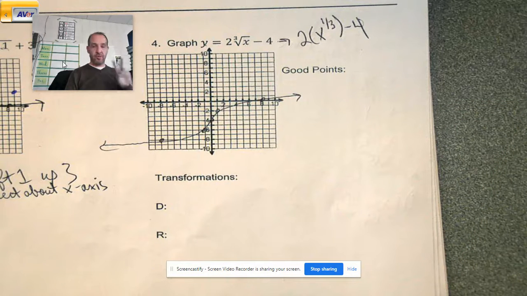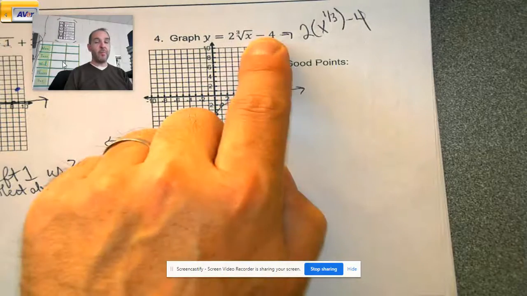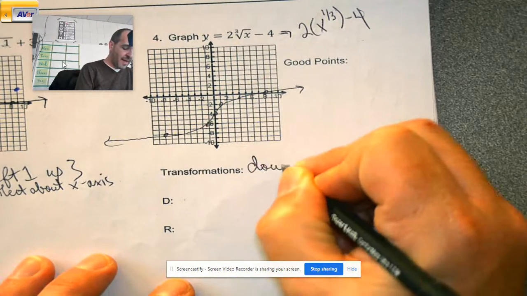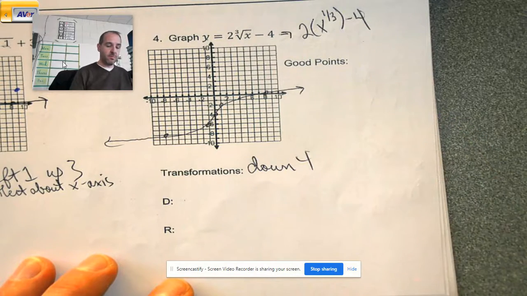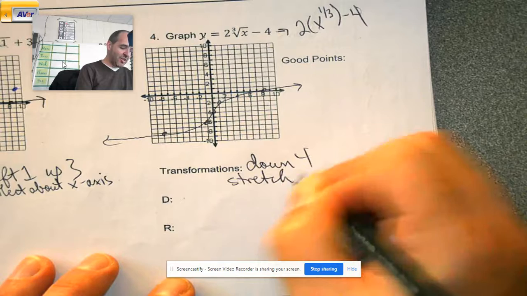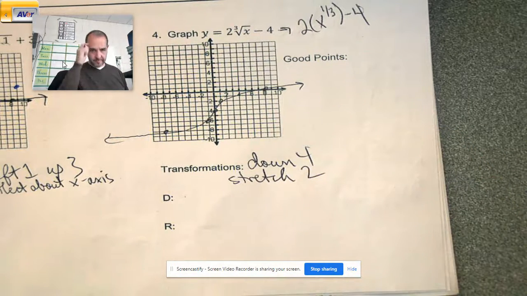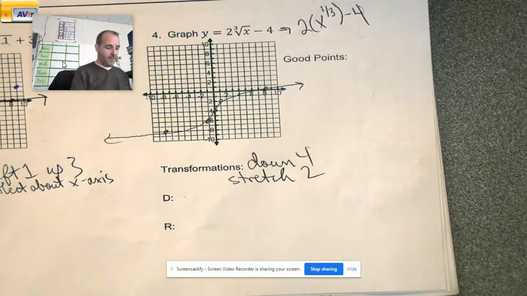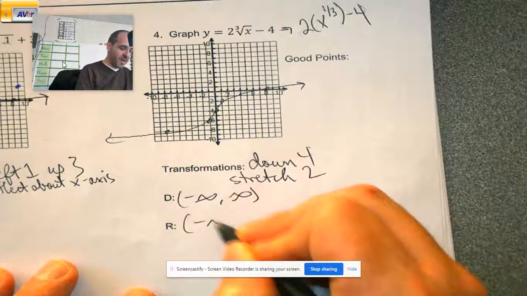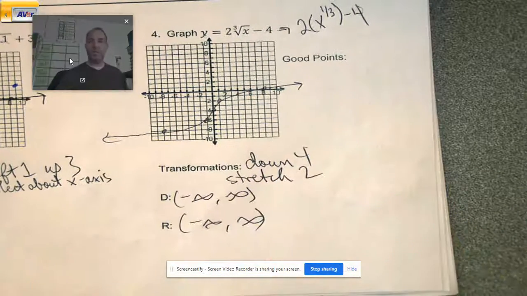Transformations. Okay, two of them this time. Be careful. The minus 4 is not under the radical. That is not right 4. It's down 4. And we stretched by a factor of 2. But domain and range haven't changed. So that time I shifted it, I changed it, it didn't matter. And we rock and roll.